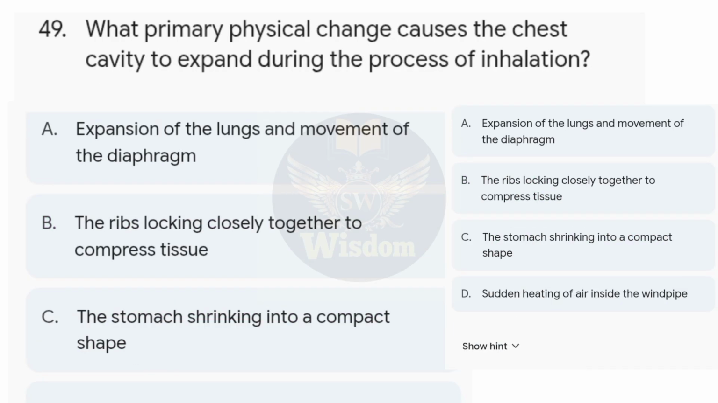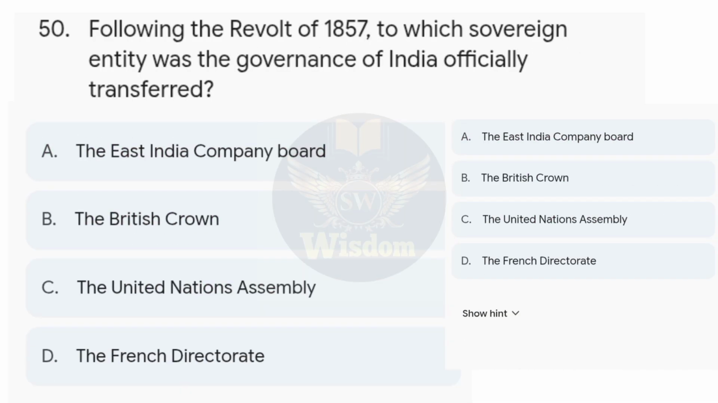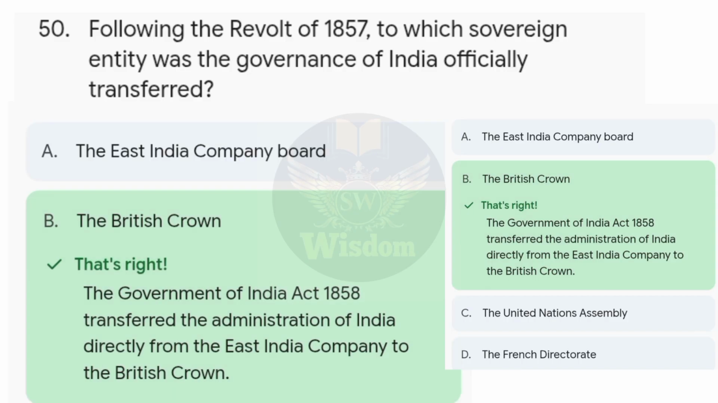Next question. What primary physical change causes the chest cavity to expand during the process of inhalation? The correct answer is option A, expansion of the lungs and movement of the diaphragm. Next question. Following the revolt of 1857, to which sovereign entity was the governance of India officially transferred? The correct answer is option B, the British Crown.